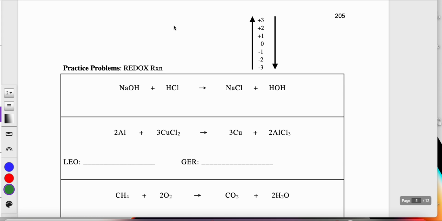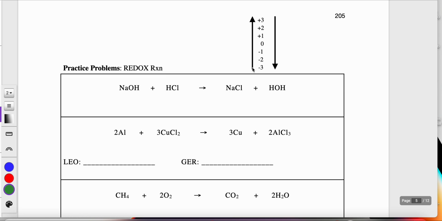Some chemical reactions, to first of all determine if it's a redox process or not. And if it is a redox process, try to figure out what is actually being oxidized versus what in the reaction is being reduced. So I have my little ladder here.